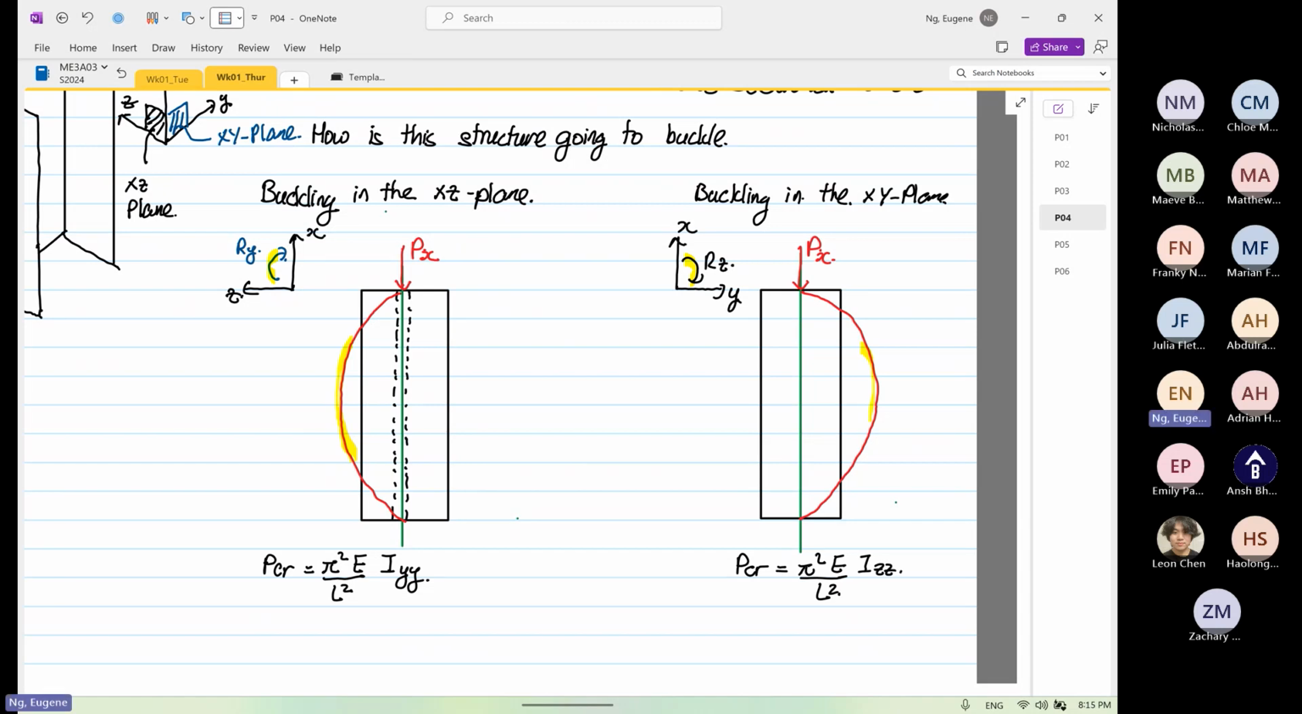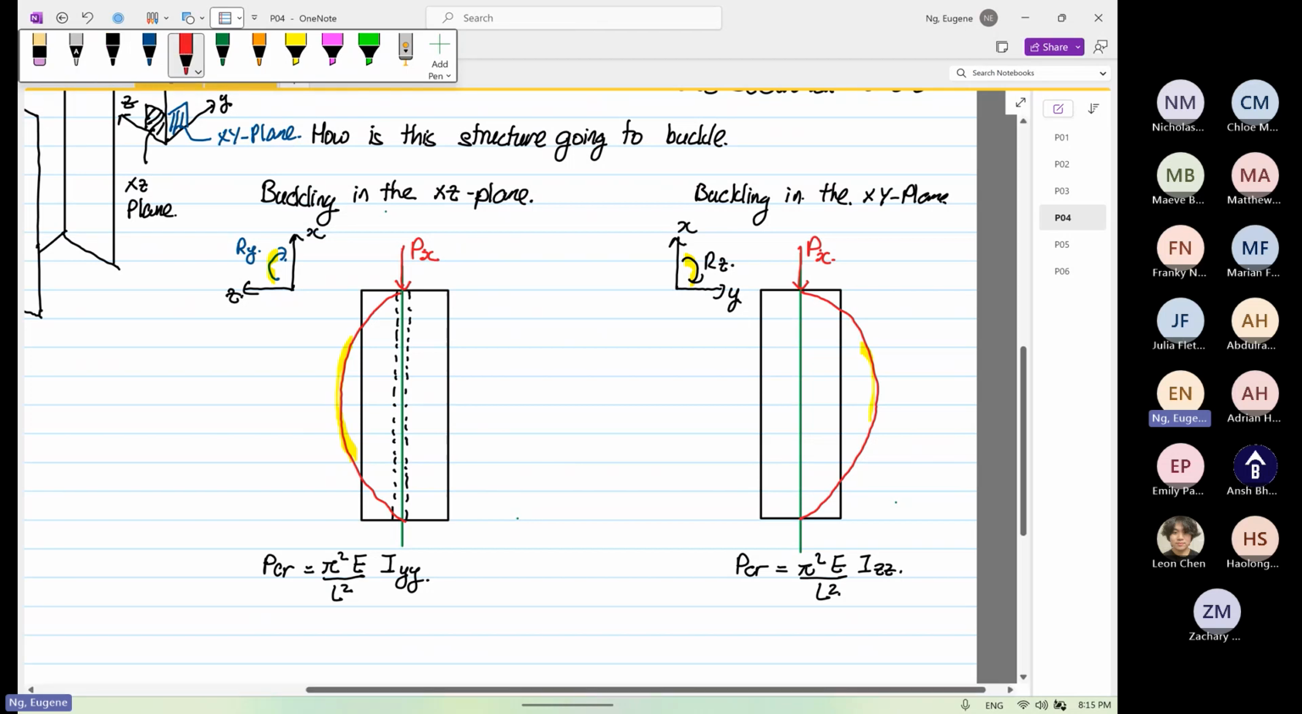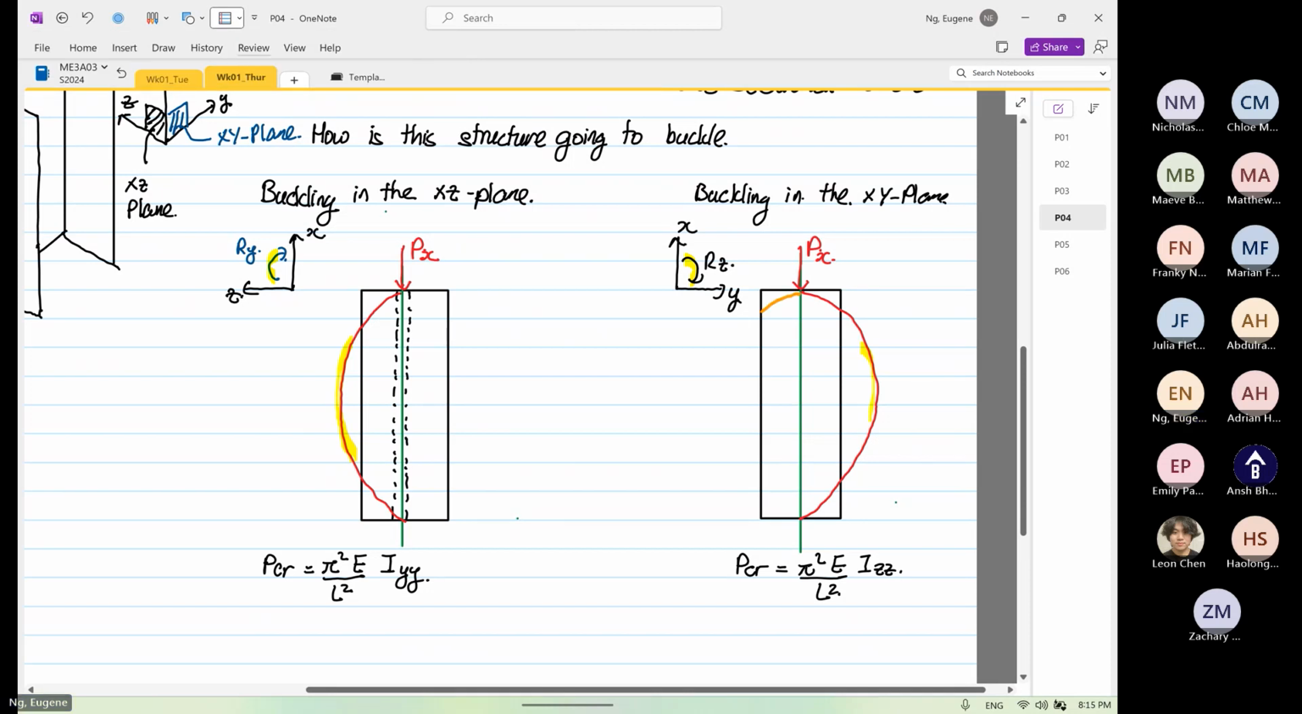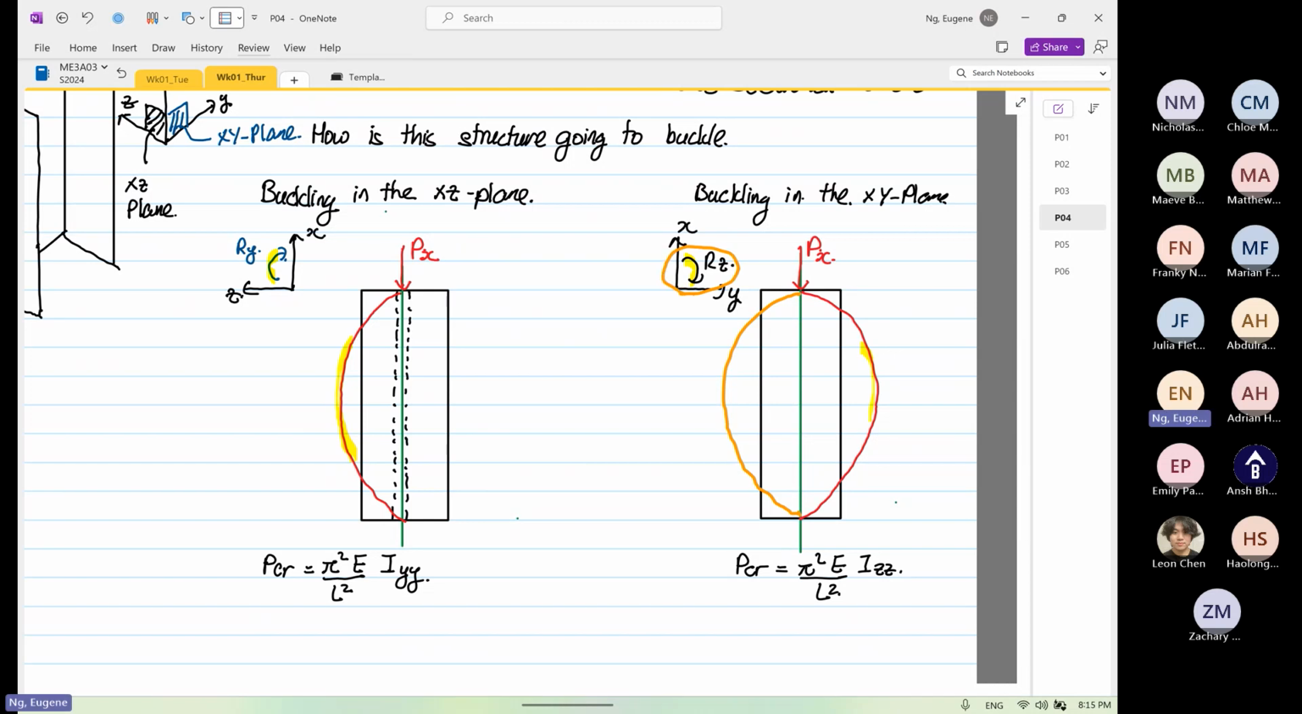is equal to pi squared E over L squared, IZZ. That is our IZZ. So why IZZ? Because of the curvature. The deformation or the deflection can also occur in this orientation. It's possible, I'm not saying it's not possible. Why I use this orientation is I want you to relate to the curvature of the RZ over here. That's all.